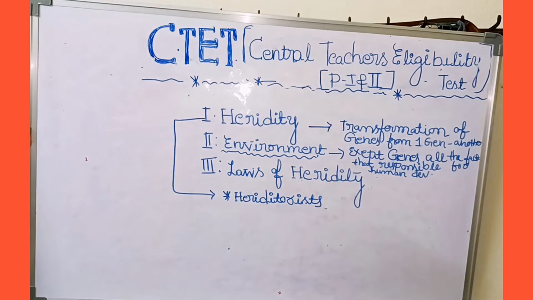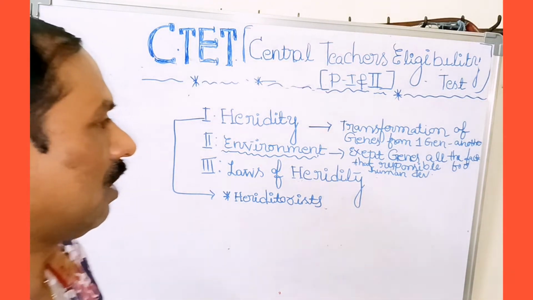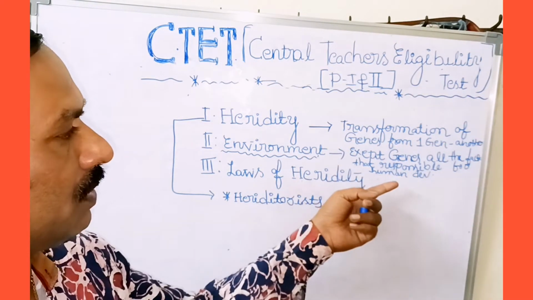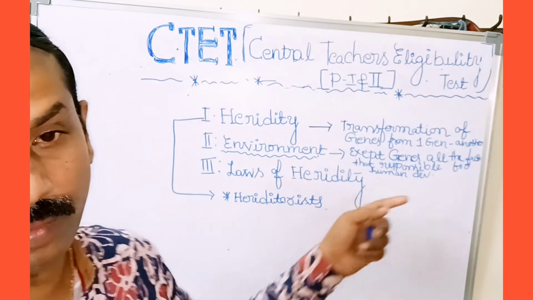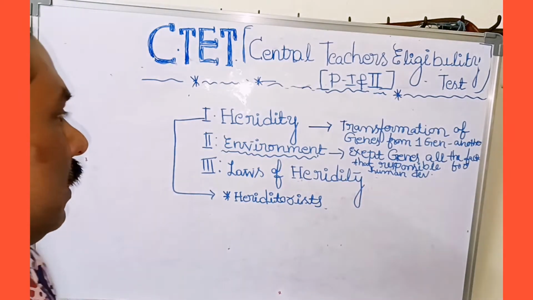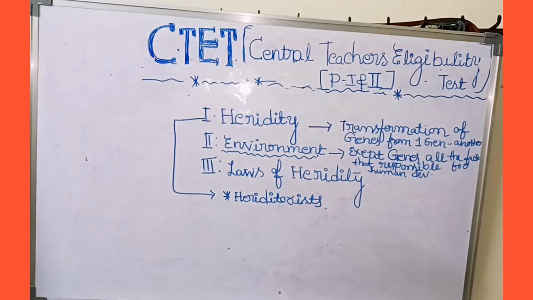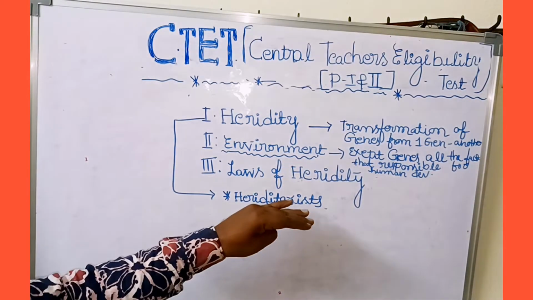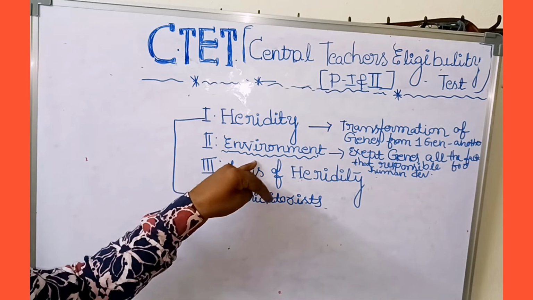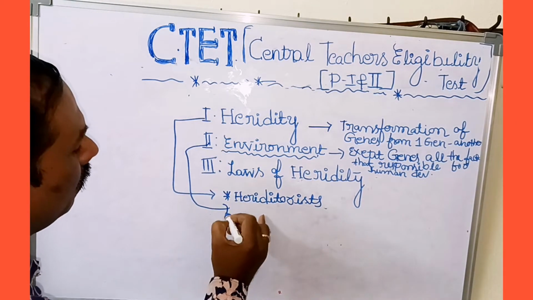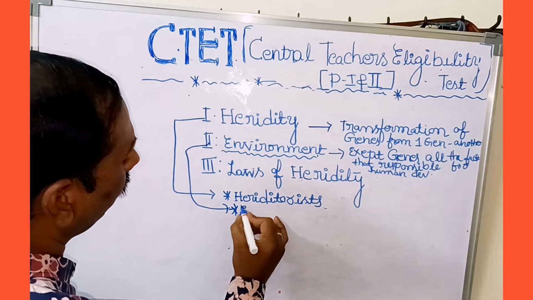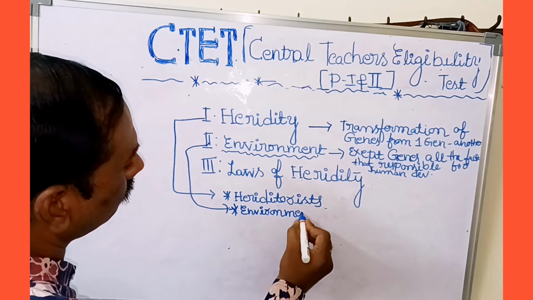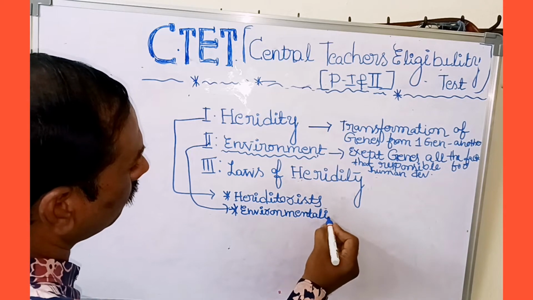And heredity is the transmission of genes from one generation to another generation. And except genes, all the factors that are responsible for human development is known as environment. Okay, and let's see what the laws of heredity are. But before going to the laws of heredity, those who are supporting the environment are known as environmentalists.